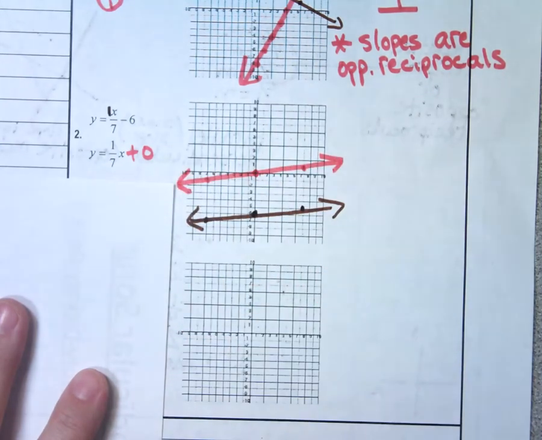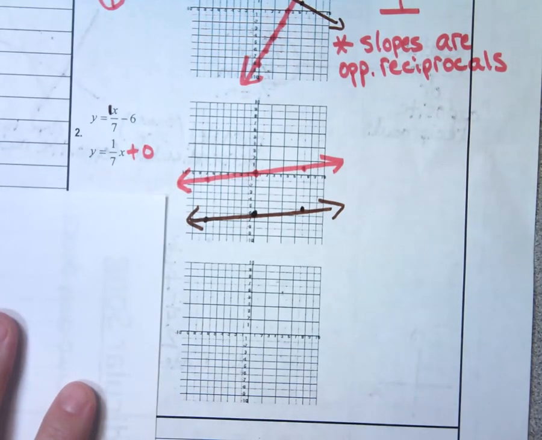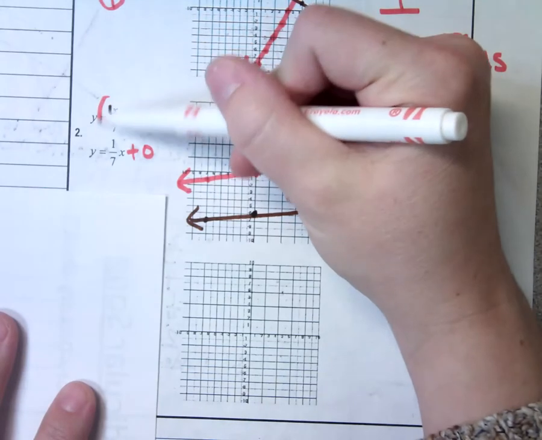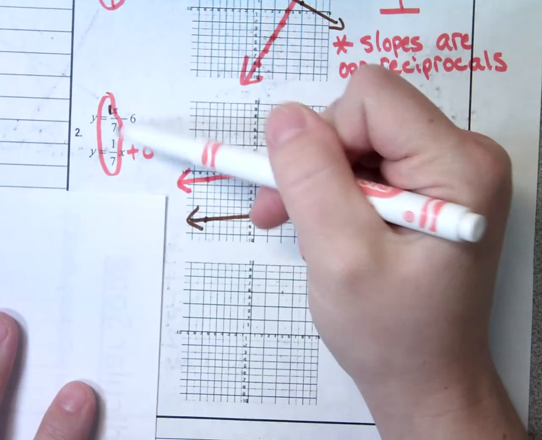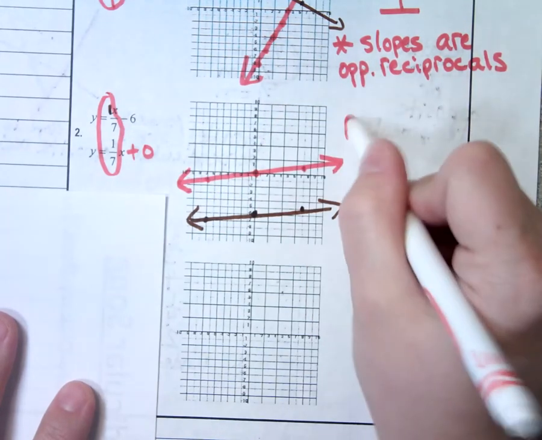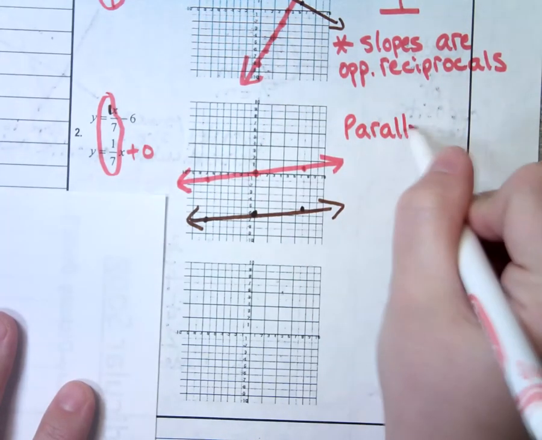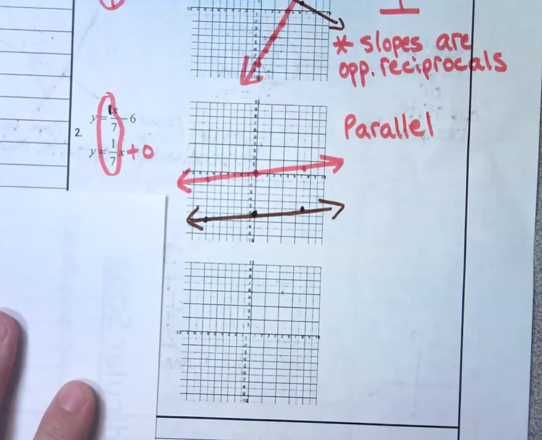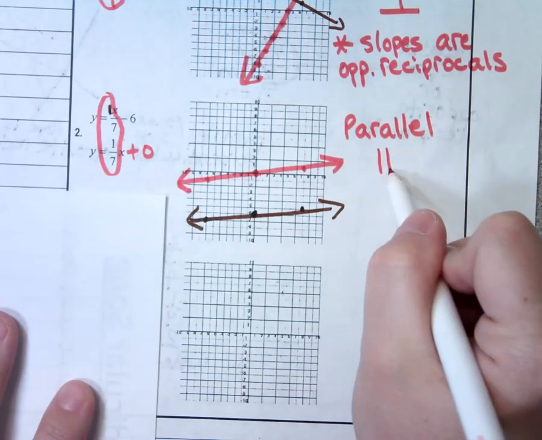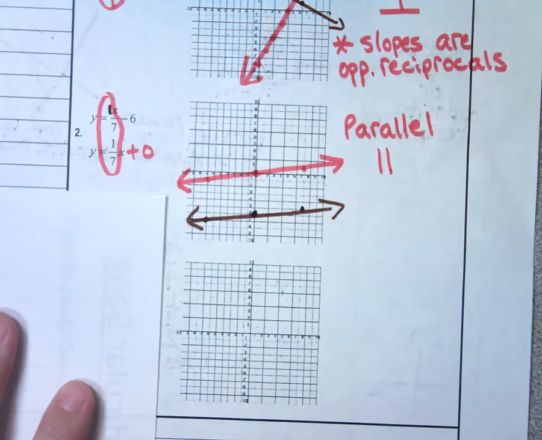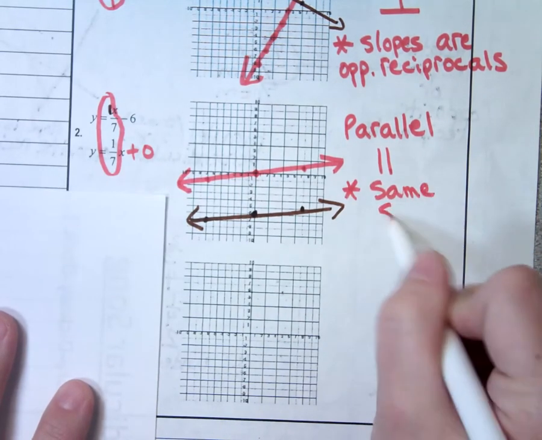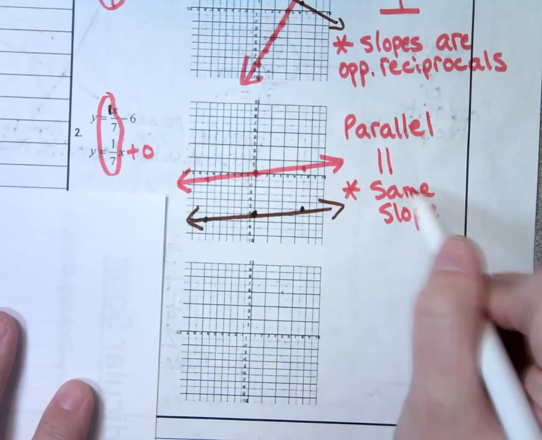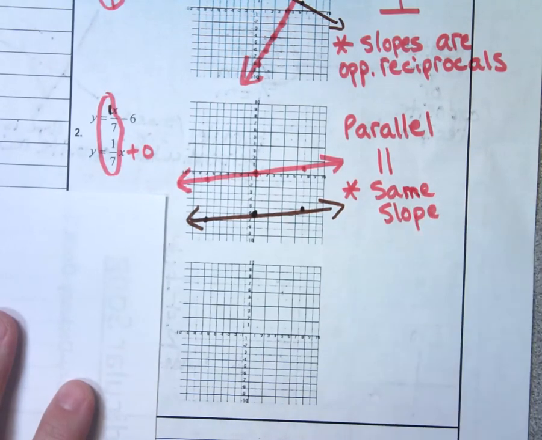What do these lines look like to you? They sure look parallel. Let's see. Parallel lines have same slope. Do these two lines have the same slope? They sure do. They both have a slope of 1/7. So I know these lines are parallel. There's a symbol for parallel also. It's two straight up and down lines. These lines are parallel, and it's because they have the same slope. Parallel lines have same slope.